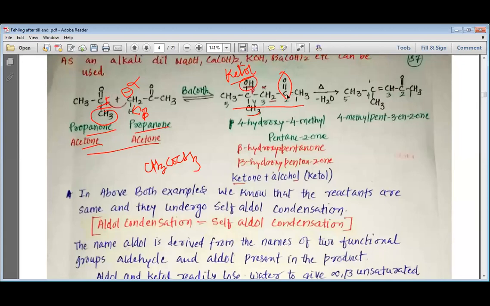And then when you heat it, again you get the alpha beta unsaturated product. The hydroxyl group from the beta carbon and hydrogen from the alpha carbon are removed, and that is how you get the 4-methylpent-3-en-2-one. So this is how we get the product, my dear students, in the case of ketones. So please understand the type of reaction which we call aldol condensation.